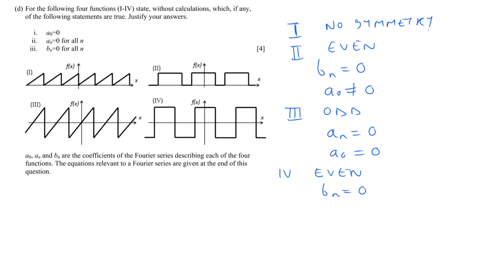If we look a bit further, we can also see for this function that the average value is equal to 0. There's as much of the function above the x-axis as there is below it. Because the average is 0, that tells us that a0 also has to be equal to 0, because again, a0 is related to the average of the function. So for the final function, statements number 1 and number 3 are correct.